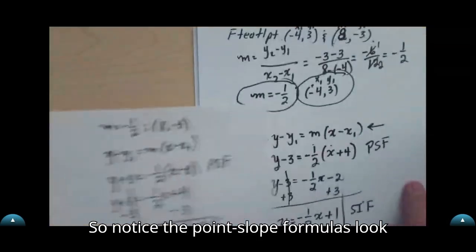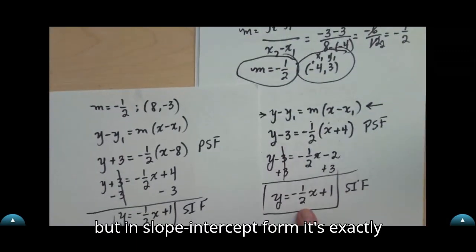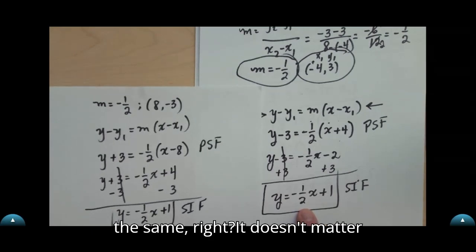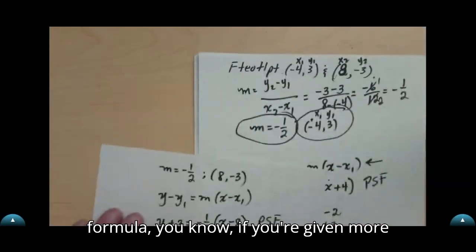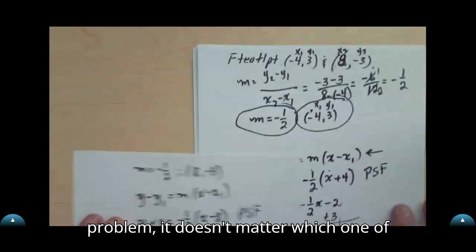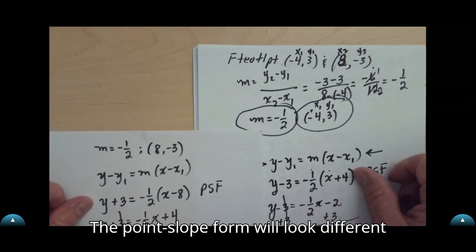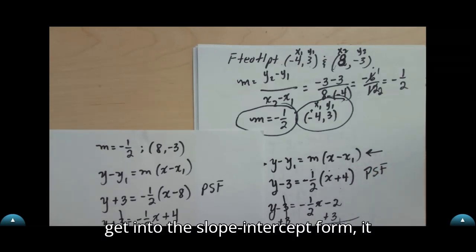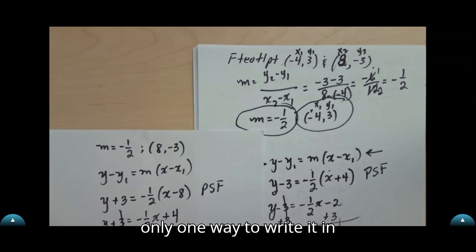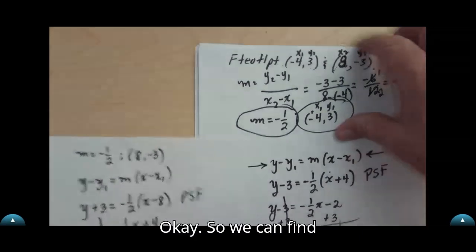So notice the point slope formulas look different, but in slope intercept form, it's exactly the same, right? It doesn't matter which point you use in this point slope formula. If you're given more than one point, like we were in this problem, it doesn't matter which one of them you use. The point slope form will look different based on which ordered pair you used. But if you just move it around till you get into slope intercept form, it always looks the same because there's only one way to write it in slope intercept form. Everybody see that? Okay.